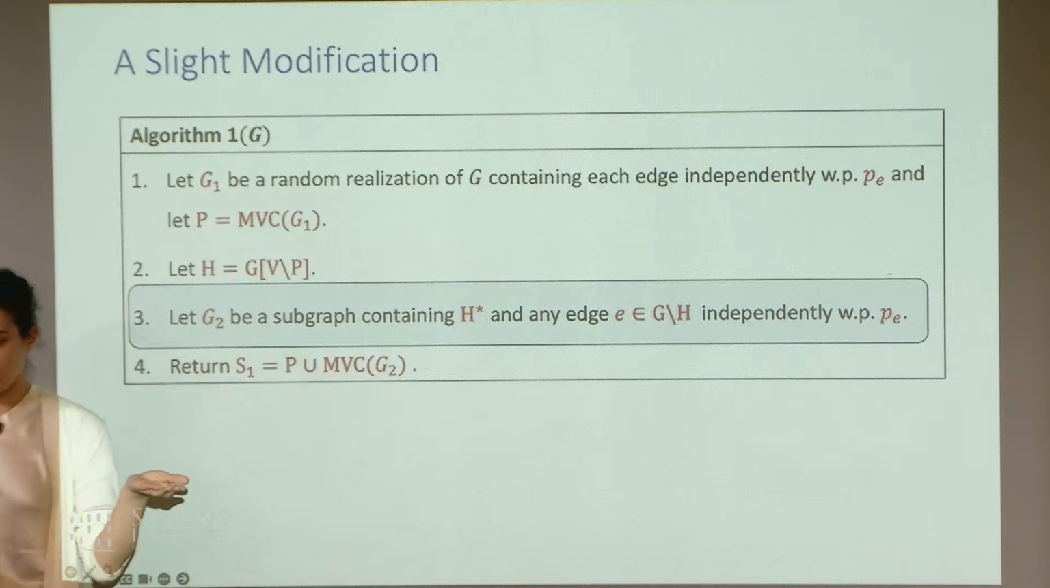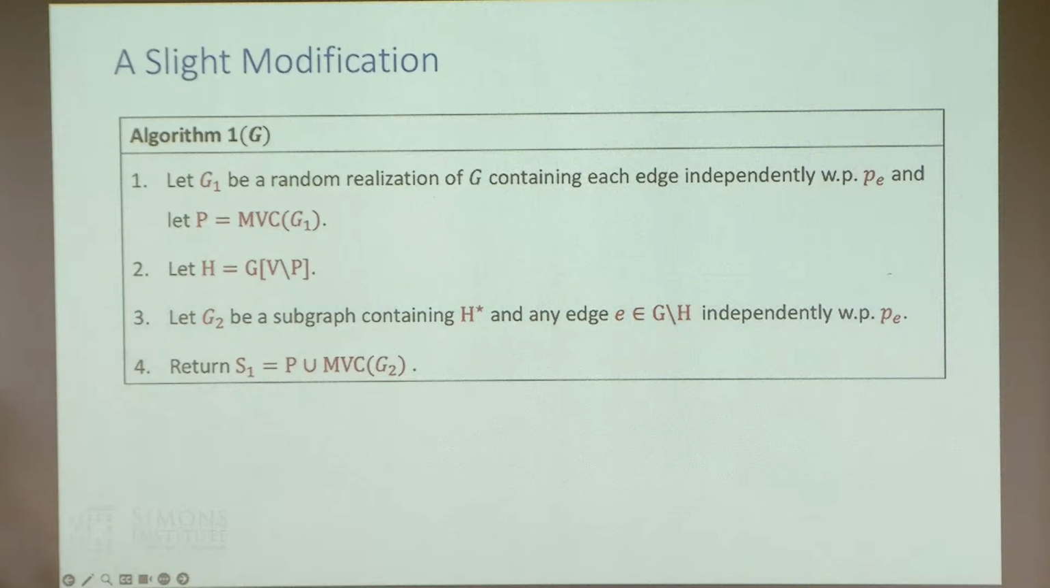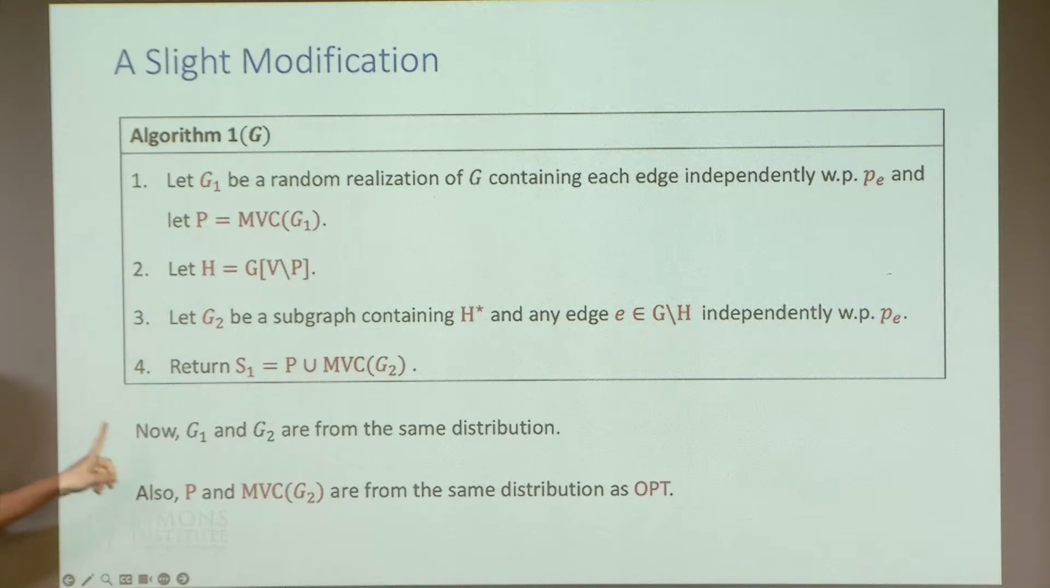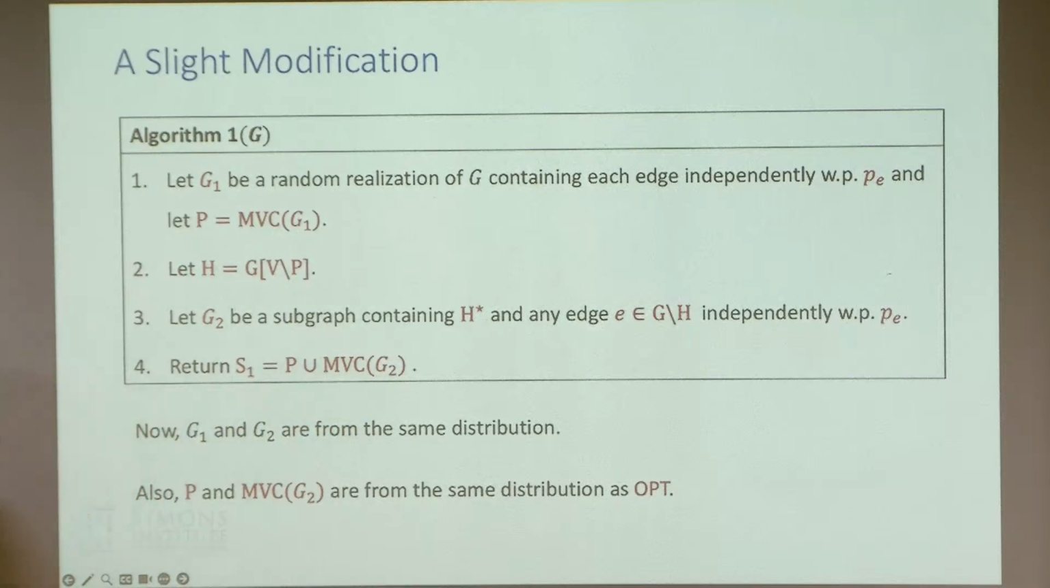Okay, why am I doing this? Because now G2 also comes from the same distribution as G star. And that gives me some interesting properties. So G1 and G2 are both from the same distribution as G star. So now both P and minimum vertex score of G2 are from the same distribution as opt. So clearly, again, it's a two approximation. It doesn't change the approximation ratio.